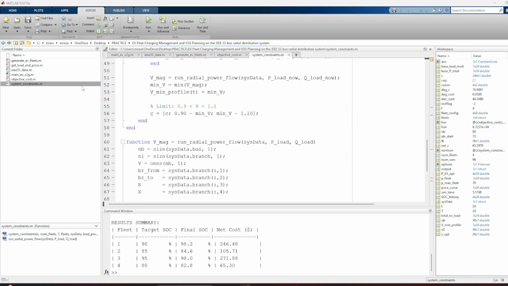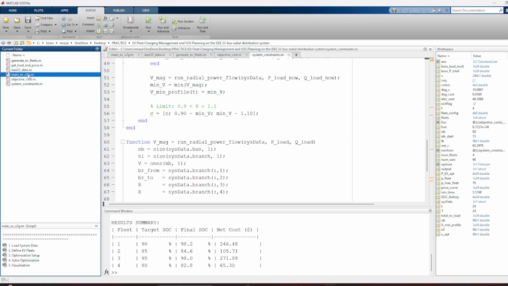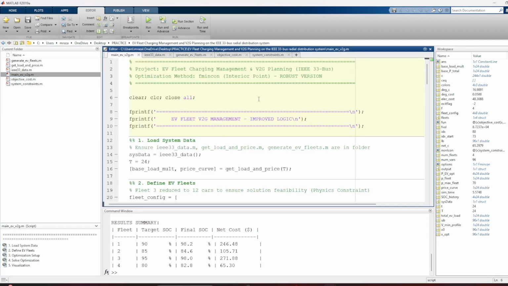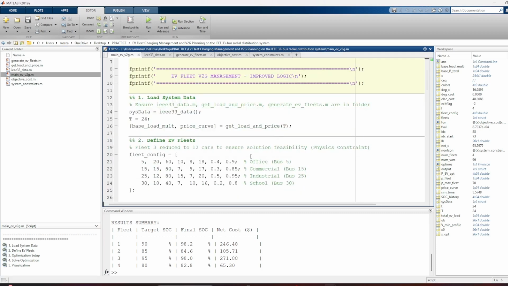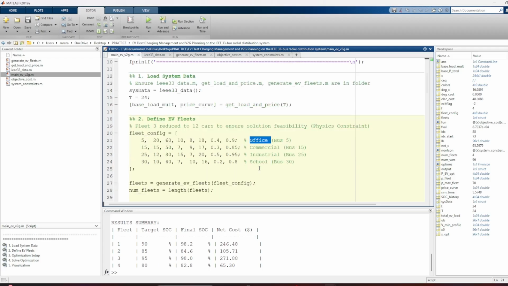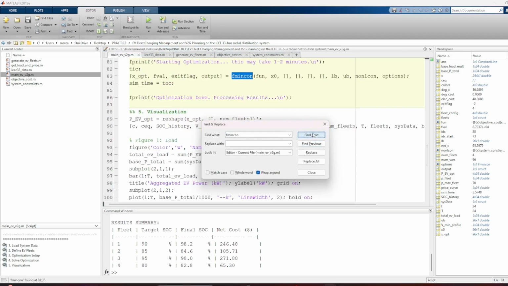And the next one, the final one, is the main EV V2G file, which is our main file that we have to run. It combines all the other files into it. Here is the fleet configuration: the first fleet is installed at bus 5, the second at bus 15, and the others. We just mark them as office, commercial, industrial, and school.